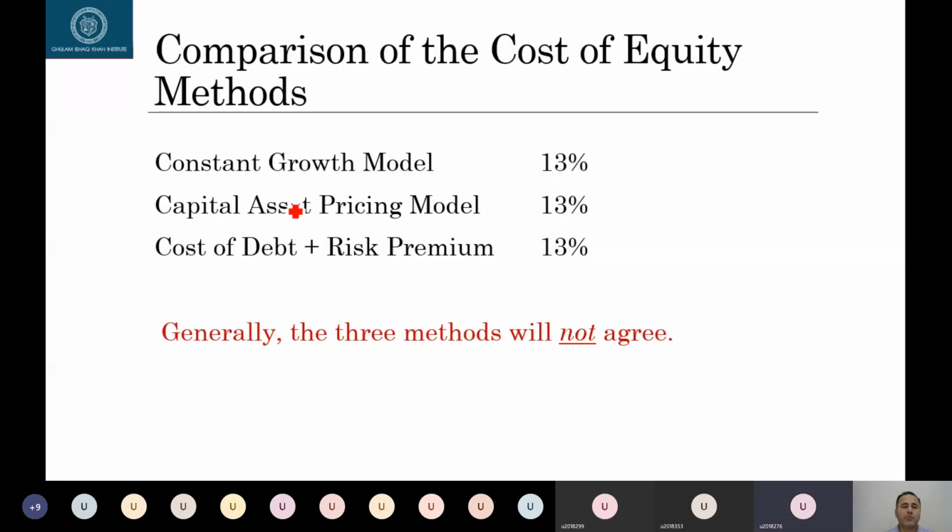Okay, so if you remember, the constant growth model that I calculated gave a cost of equity of 13%. Capital asset pricing model, 13%. Cost of debt plus premium is 13%. Now this is a coincidence, that we chose the numbers so that everything results in 13%. Generally, all these three methods will not agree. But of course, if you calculate cost of equity using all three approaches, at least you know what approach is resulting in what kind of returns.